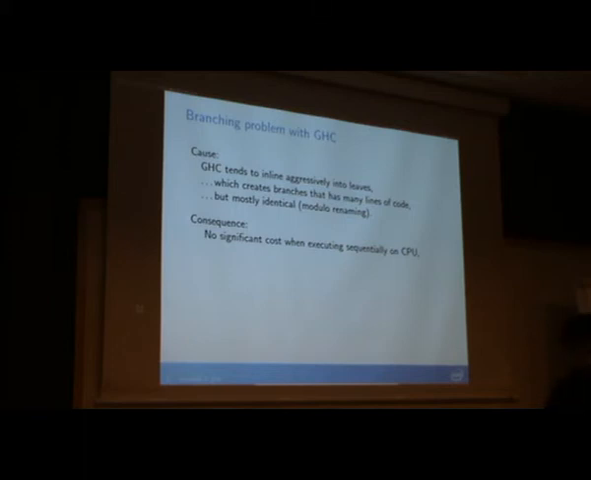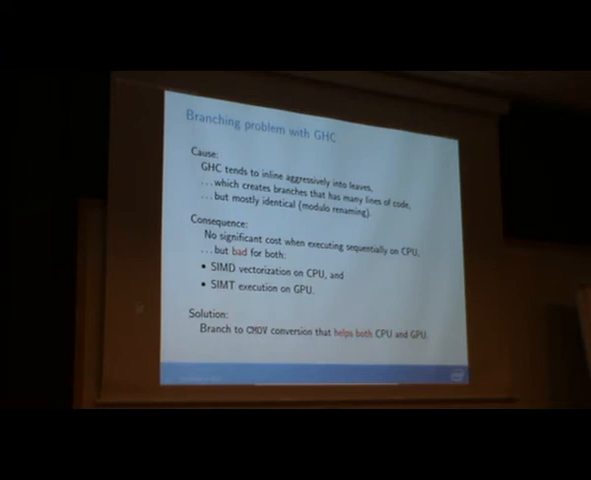But this is not really a concern for GHC, because if executing this code sequentially on a CPU, there's no significant cost. But previously, when we did the study on the NinjaGap programs, we realized this is a problem for SIMD vectorization. So we implemented this branch to conditional move optimization for the CPU. It turns out this is great for GPU as well, because we can avoid branches. We can reduce the lines of code in each branch.